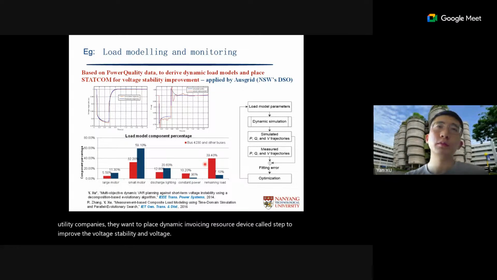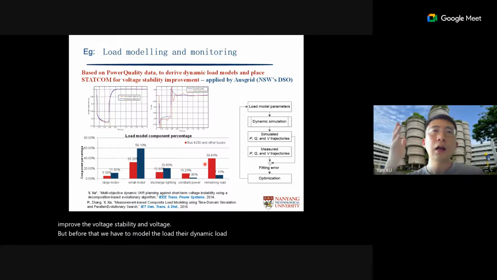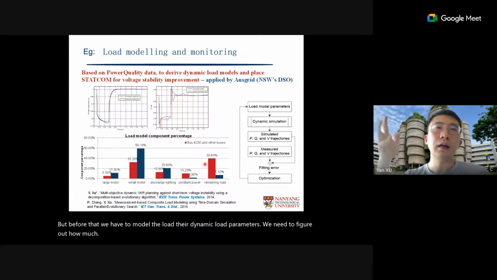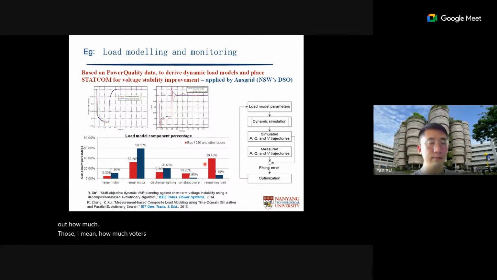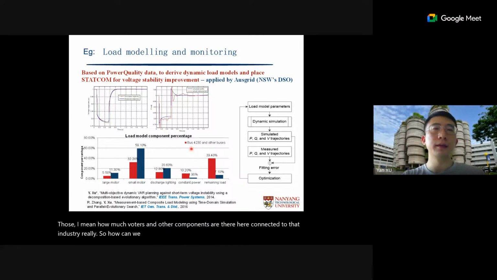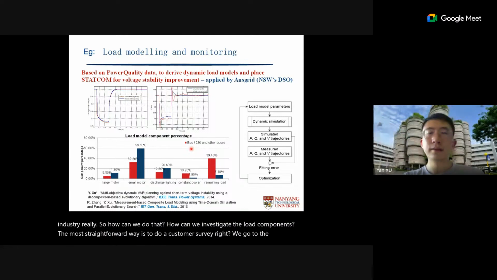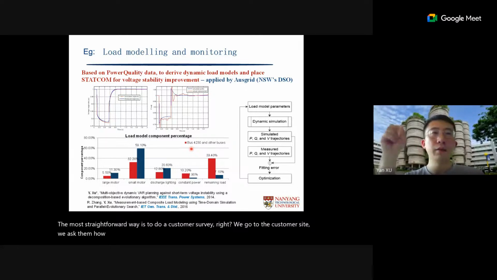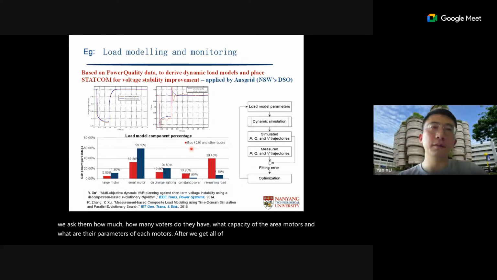But before that, we have to model the load, their dynamic load parameters. We need to figure out how many motors and other components are connected to that industry region. So how can we do that? How can we estimate the load components? The most straightforward way is to do a customer survey, right? We go to the customer site, we ask them how many motors they have, what the capacity of their motors is, and what the parameters of each motor are. After we get all of them, we can build the entire model.